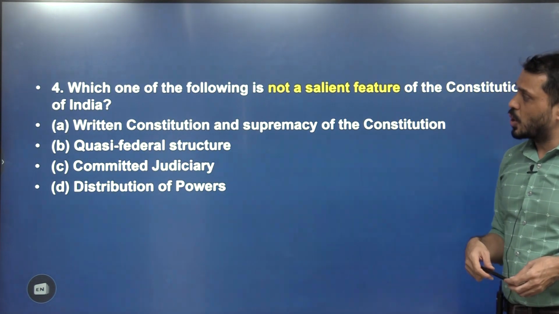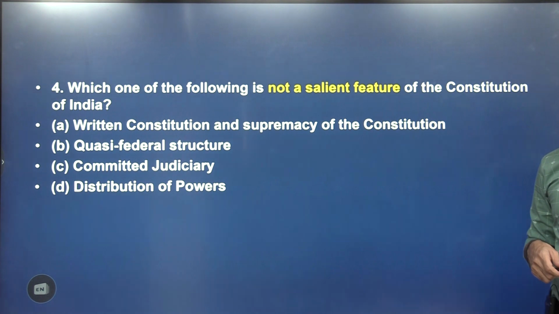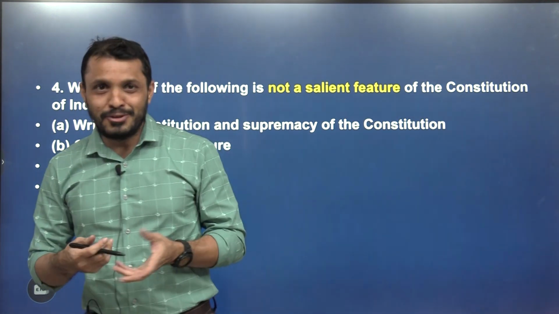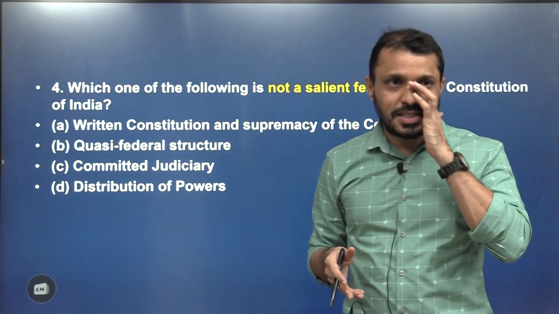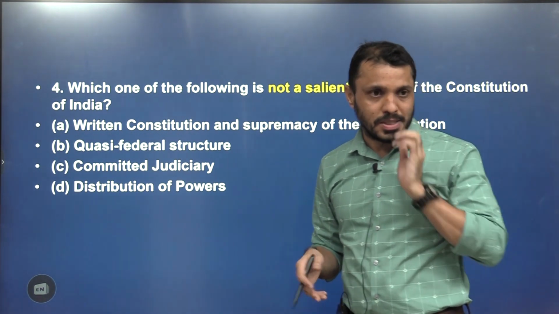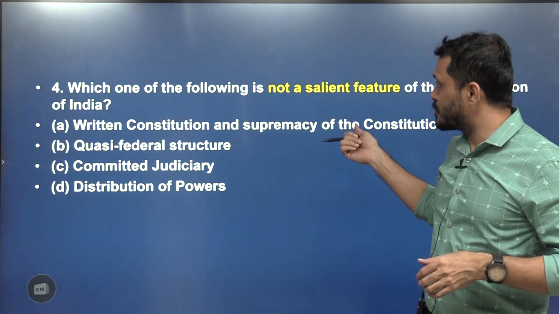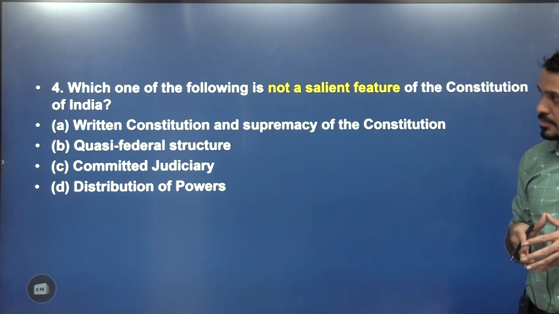Next, which one of the following is not a salient feature of the Constitution of India? Pretty straightforward question. Which of the following is not a salient feature of the Indian Constitution? Written Constitution and supremacy of the Constitution, quasi-federal structure, committed judiciary, distribution of powers. Which one do you think? Feel free to tell the answer. You don't need to pressure yourself here, because in the exam anyhow you will. So tell me, which one do you think is not a salient feature?